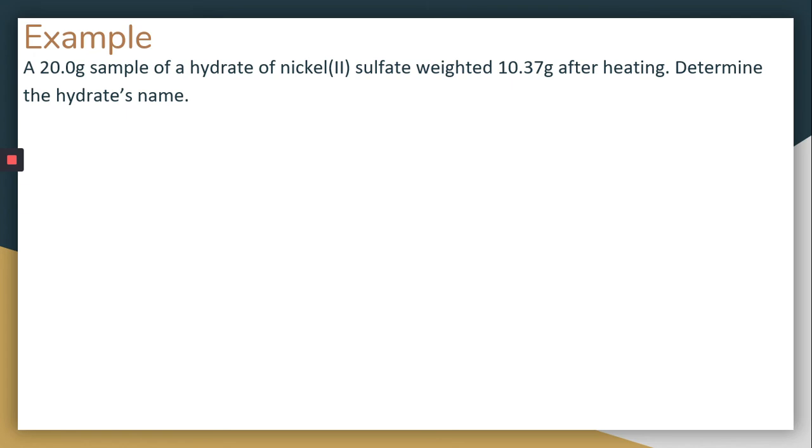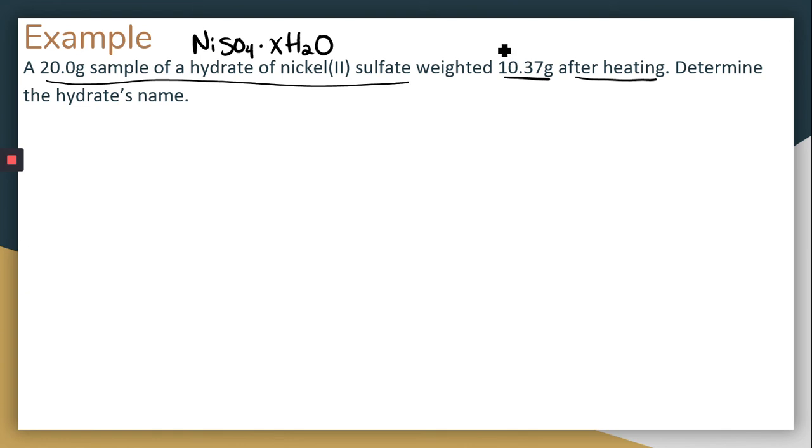All right, so then let's look at a hydrate problem. So here we have the mass of a hydrate. So this would be nickel sulfate and some amount of water. We just don't know how much water. And then it says after heating it has this mass. Well, if you think about it, if something has water and you heat it, the water is going to evaporate off. So this 10.37 grams would represent the mass of the anhydrous, or just the nickel sulfate. So we have the mass of the nickel sulfate with water, and we have the mass of just the nickel sulfate because we've heated off the water.